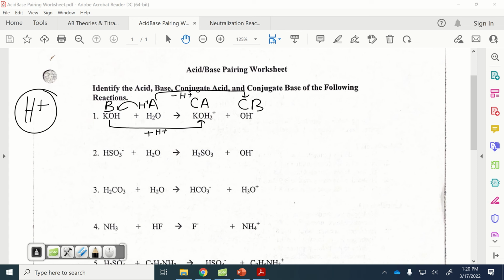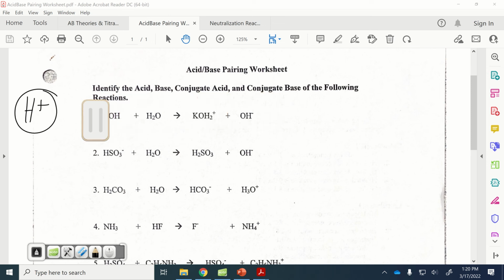And again, if I use my arrows, one of the other things I say is you must have A, B, C connected on the arrow, only one time. So you can see I have KOH, B, connected to Ca, KOH2 plus. A, acid, H2O is connected to Cb, conjugate base, OH minus. And again, the idea is if I happen to then go in the opposite direction, what's happening? The H plus is going from the KOH2 plus, which means that's my acid now. This is my base. And then on the other side, now this is my conjugate base. This is my conjugate acid, if I had this in reverse. So that's all it is.